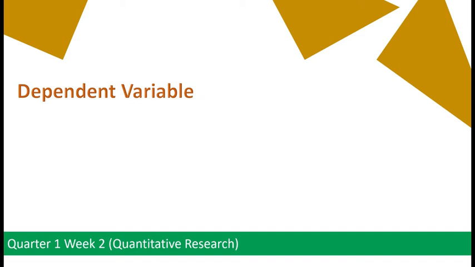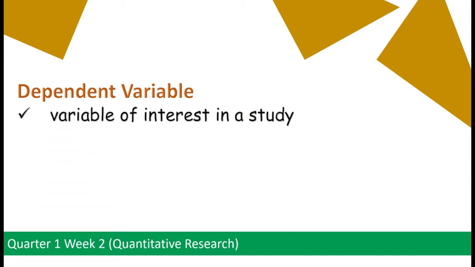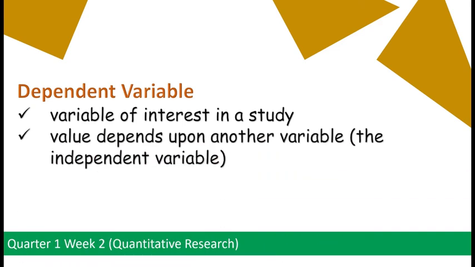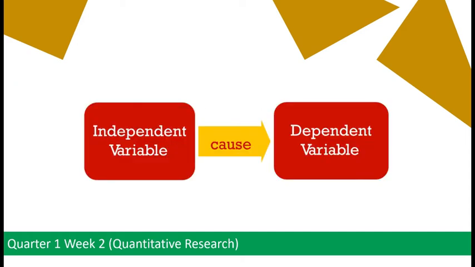On the other hand, the dependent variable is the variable that is being measured or tested in an experiment. Its value depends on the influence of another variable, which is usually the independent variable. Take note that the independent and dependent variables have a cause and effect relationship.